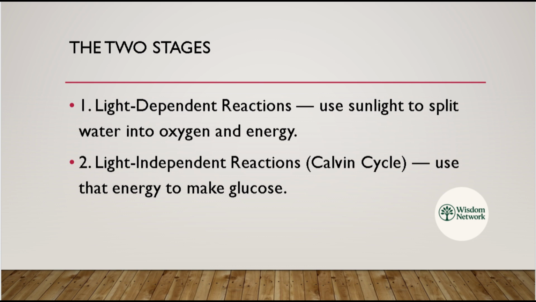Steps of photosynthesis. Photosynthesis happens in 2 main stages: light-dependent reactions and light-independent reactions, or the Calvin cycle. In the light-dependent reactions, these reactions occur in the thylakoid membranes and need sunlight. Here, light energy splits water molecules into oxygen, hydrogen, and electrons.